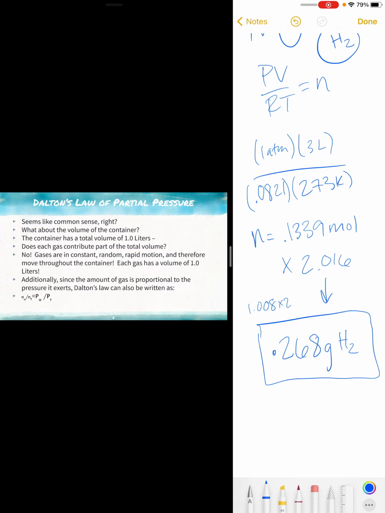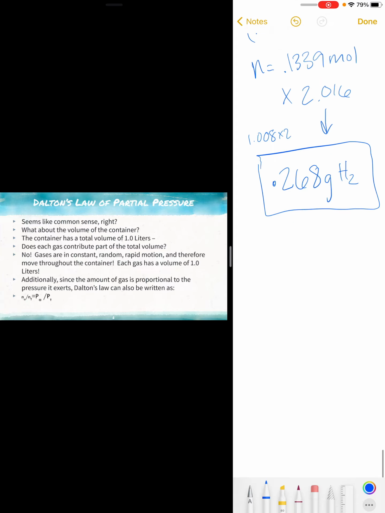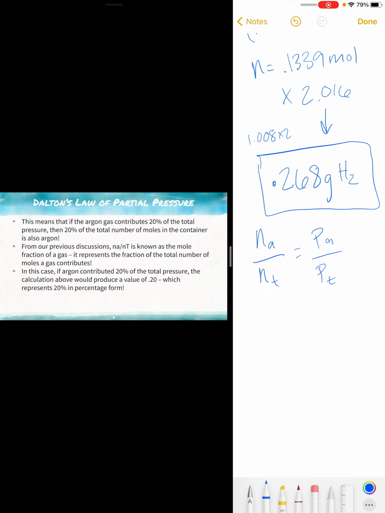Additionally, since the amount of gas is proportional to the pressure, Dalton's law can also be written in terms of moles: moles of the gas over moles of the total equals partial pressure over total pressure. This means that if argon contributed 20% of the total pressure, then 20% of the total number of moles would also be argon. So those are direct.